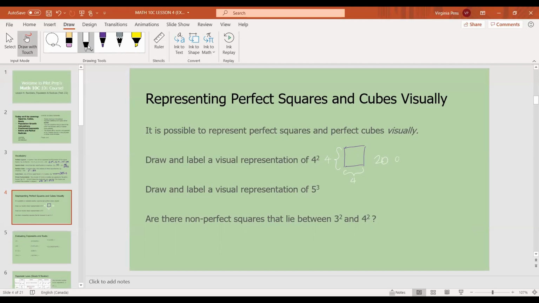A 2D object, a square. Yes, it would be a square.